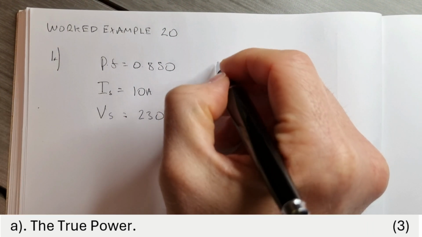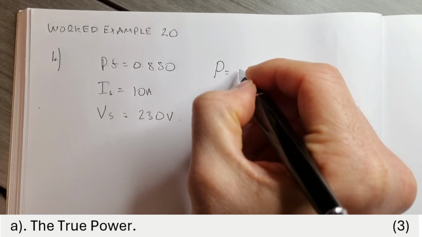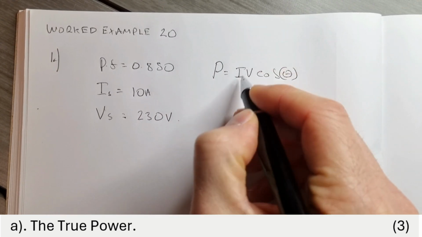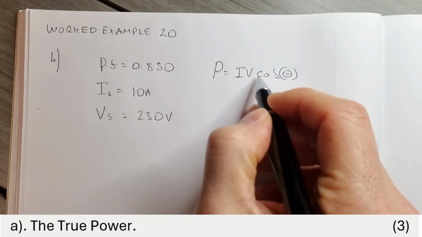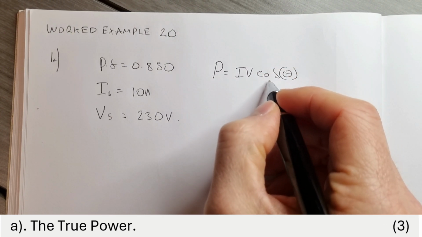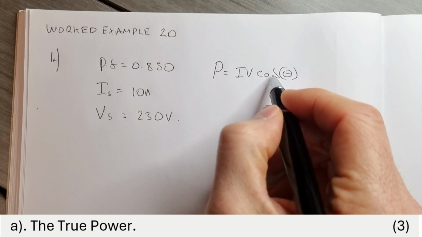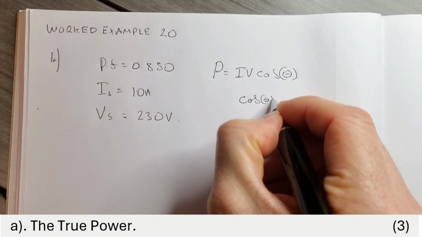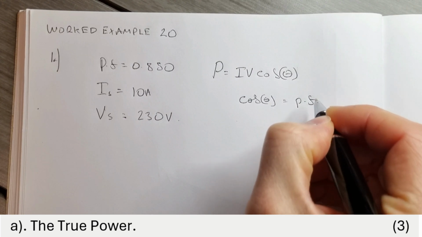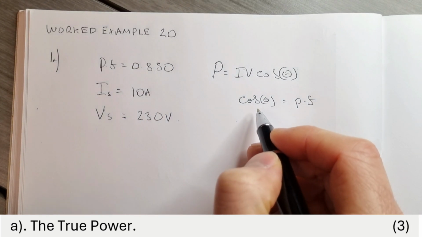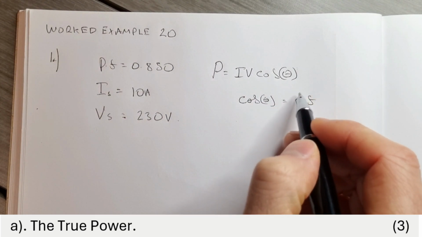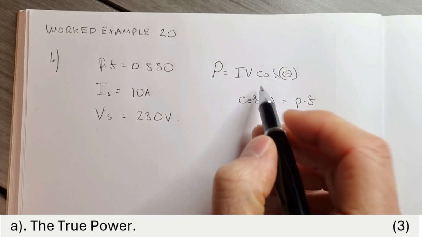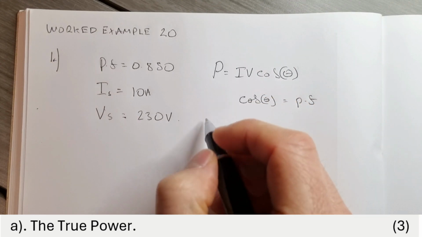In order to calculate true power, we're going to use the formula P equals IV cos theta. Because it's the AC variant, we need to make sure we're putting that cos theta in there. Now, the bit that students often get confused about is cos theta is equal to power factor. So the two are fully interchangeable terms. Students often end up thinking they need to substitute in the theta and things like that. No, they don't. They can just substitute the whole of cos theta for the power factor.